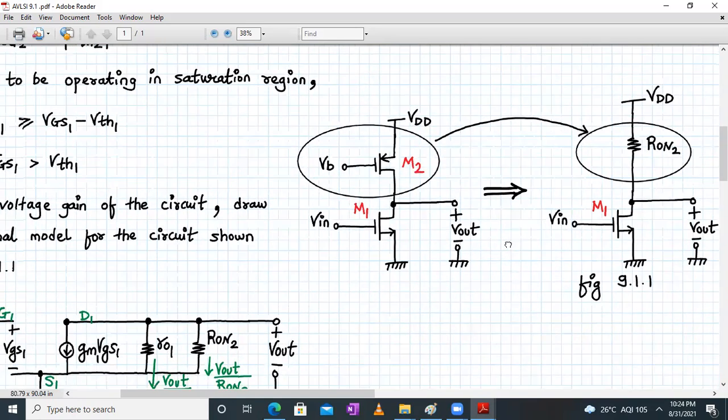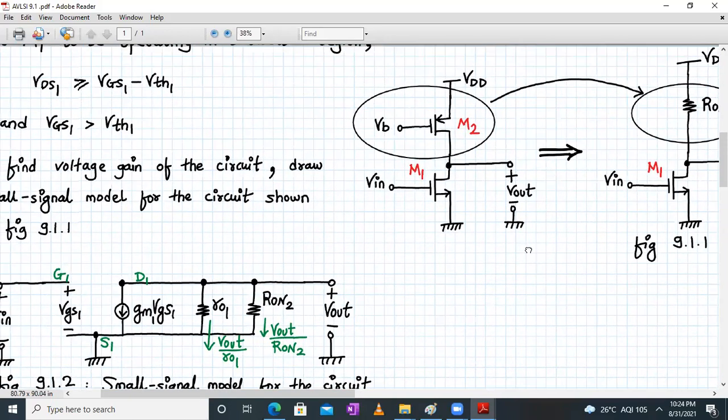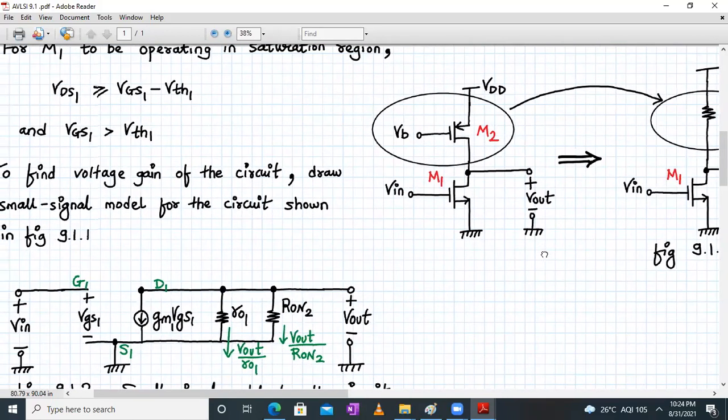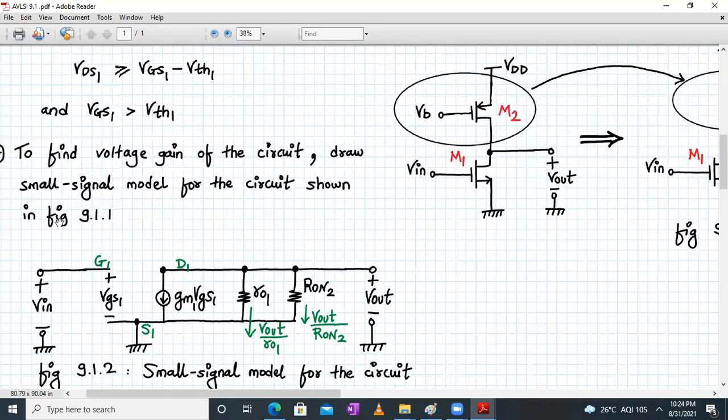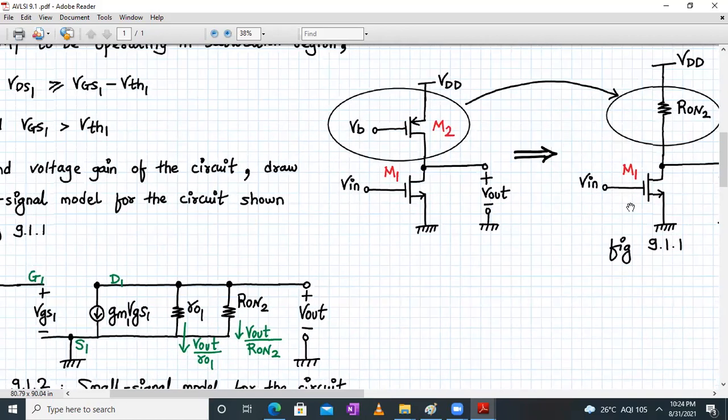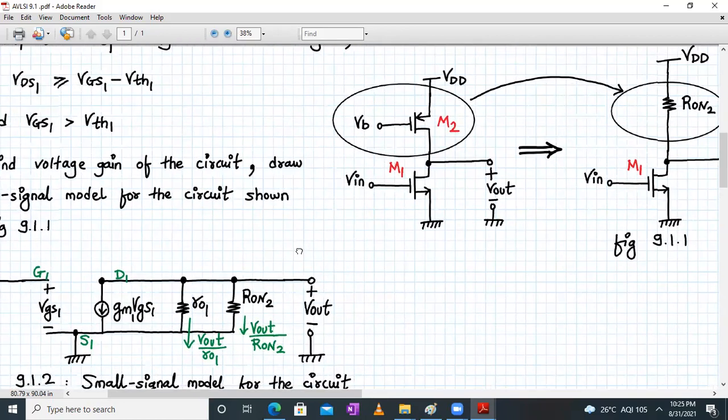Now we draw the small signal equivalent model for figure number 9.1.1. First of all, we draw it for the transistor M1. For the M1 transistor, it will be straightforward. We have the gate 1 and source 1. Between gate 1 and source 1, we have VGS1. The gate terminal is connected to Vin. The source terminal is grounded.